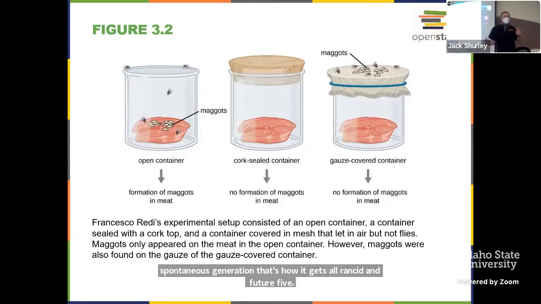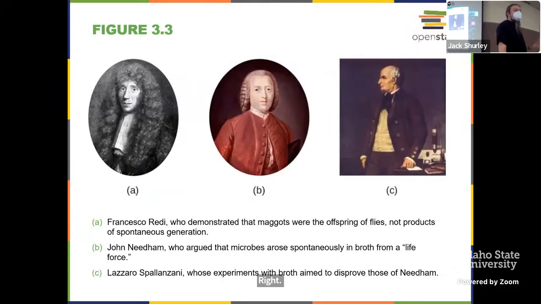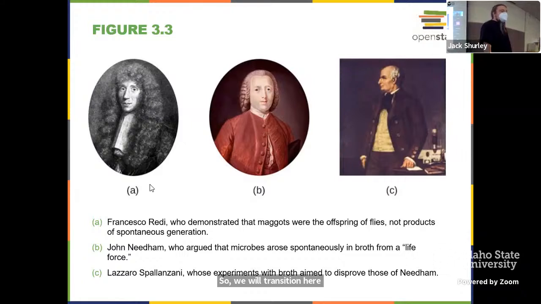So we will transition here in a second, all right? So Redi demonstrated that, and I love these guys. I think it's awesome to see some of these images. So he shows the maggots were offspring of flies.